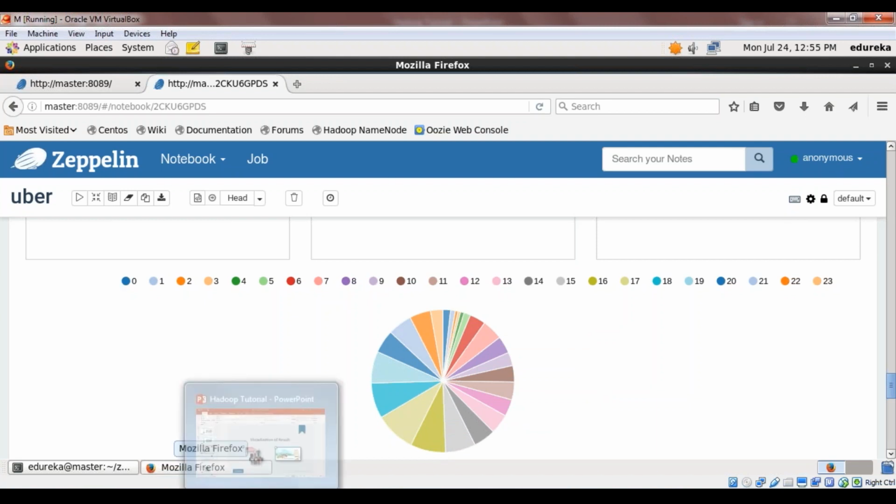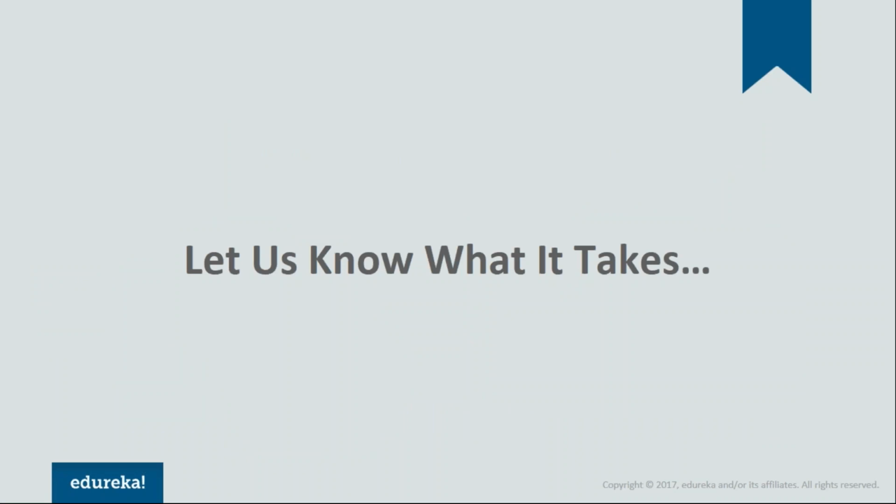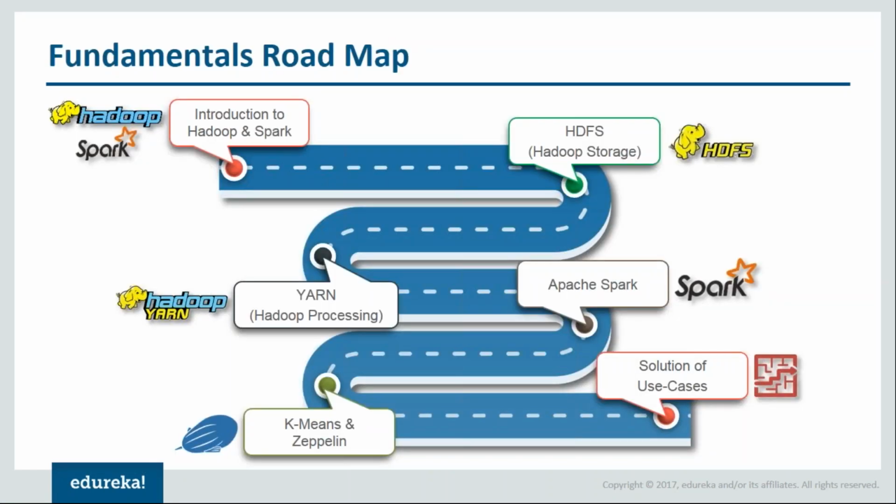So let us go back to our presentation. Now we have seen what we have to do, but now let us understand what it takes in order to perform all this. What are the things that you need to be aware of or you need to learn? So here is what you need to learn in order to perform the analysis on the two use cases. So we'll start with the introduction to Hadoop and Spark. So we'll understand what is Hadoop and what is Spark. And then we'll take a deep dive into Hadoop to understand the different components of Hadoop. For example, the storage unit of Hadoop, which is known as HDFS, and then Yarn, which is the processing unit of Hadoop. And then we'll be using different tools like Apache Spark, which could be easily integrated with Hadoop in order to perform a better analysis.